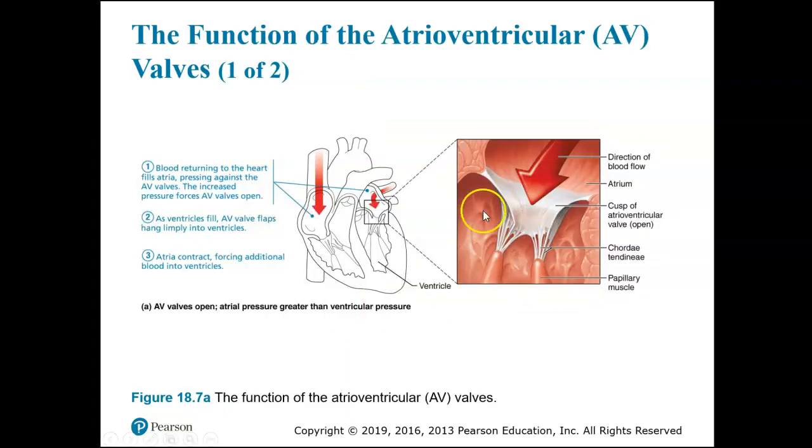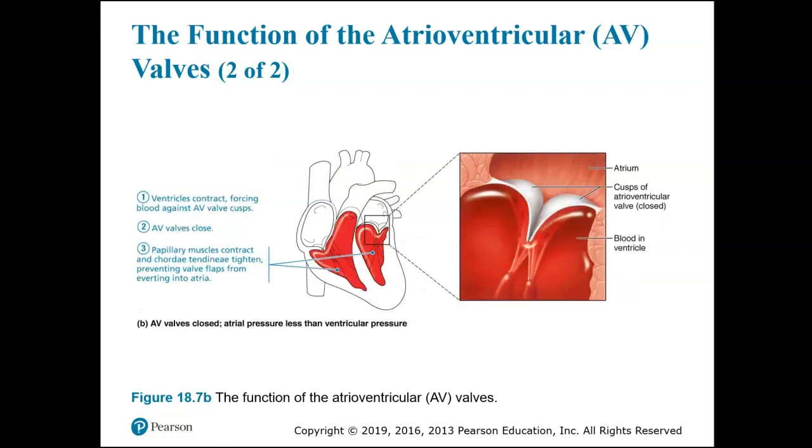Here's a very good illustration of an AV valve. It shows you this is the bicuspid because it has 2 cusps. The bicuspid or mitral valve, and this is closed. The mitral valve closed and the mitral valve open.